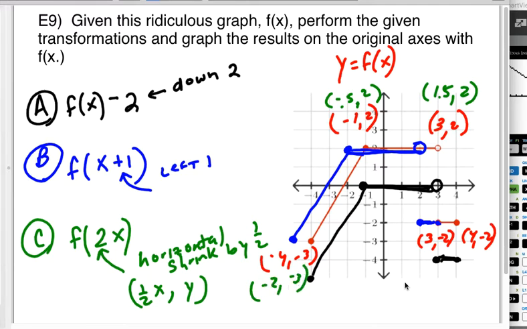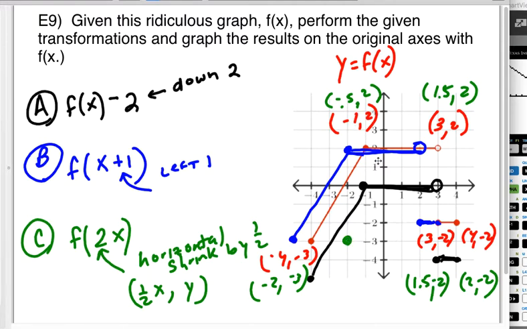The y's aren't getting changed. And these become 1.5, 2, -2, and 2, -2, right? So when we draw these, this red point is now going to be right here. It's going to be -2, -3.